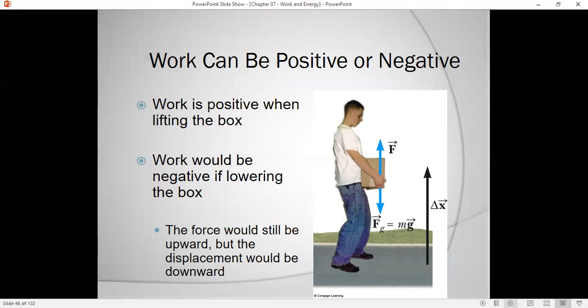So lift the box up, you're doing positive work. Why? Because you're lifting upward and your displacement is upward. Lowering the box, however, would be negative work. In fact, there are exercises which are called negative reps. And what they're talking about is when you're lifting something up, your work is going to be positive. When you put something down and let the box work against your muscles, then that becomes negative.